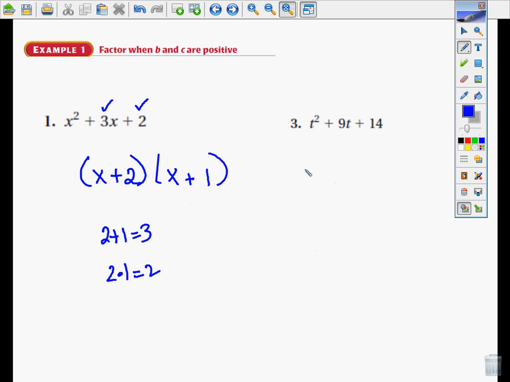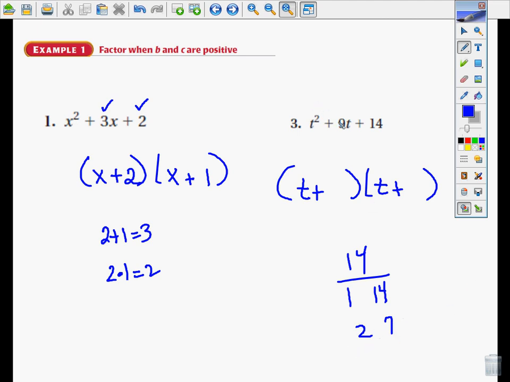On this one, I know I'm going to have an x and an x. And I know right now, since everything is addition, I'm going to have plus and plus. Looking at the factors of 14, I can choose from 1 and 14 or 2 and 7. The 2 and the 7 are going to add to 9, so I'm going to use 2 and 7. It doesn't matter if you do 7 and 2 or 2 and 7. You're going to get the exact same answer.